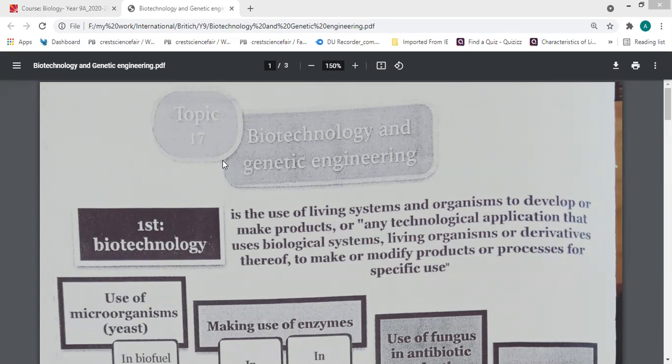Okay, guys, today we are going to complete topic 17, biotechnology and genetic engineering. Firstly, let's remember what was explained in the previous sessions. Firstly, the meaning of biotechnology.